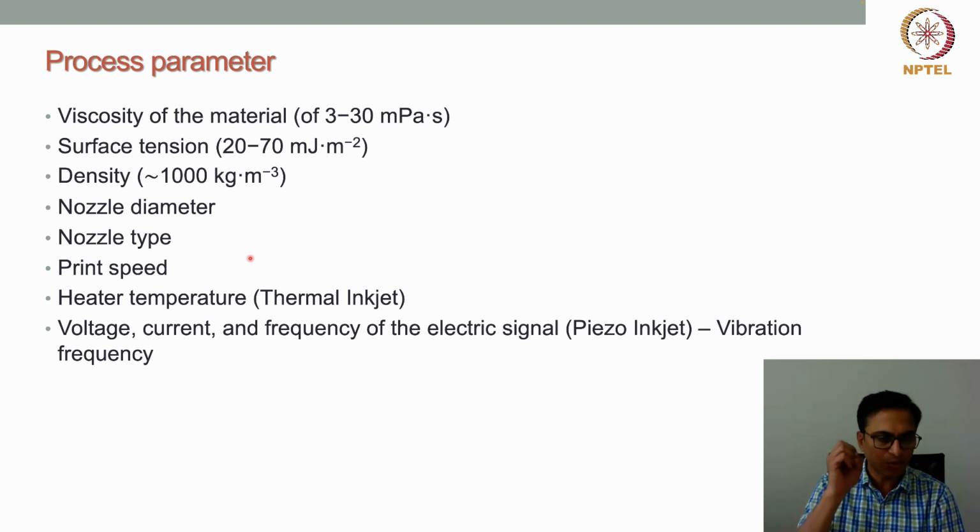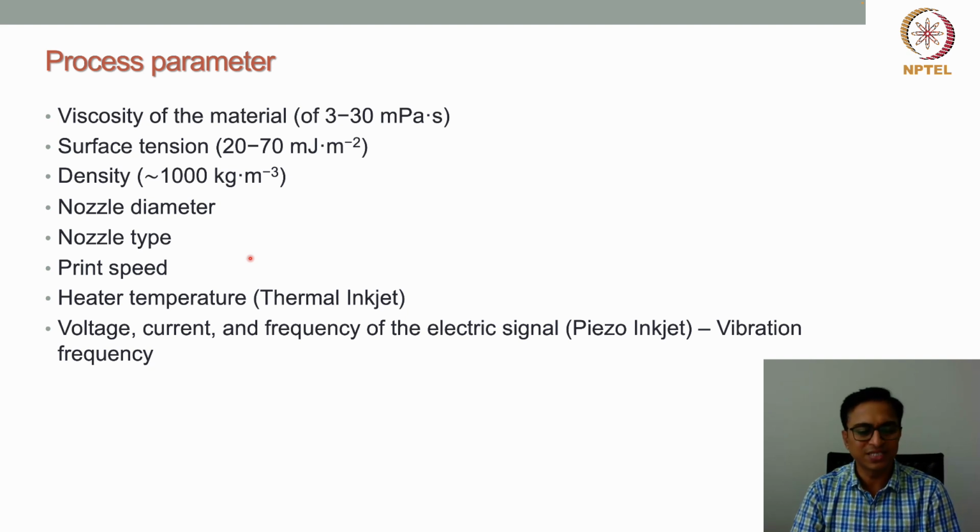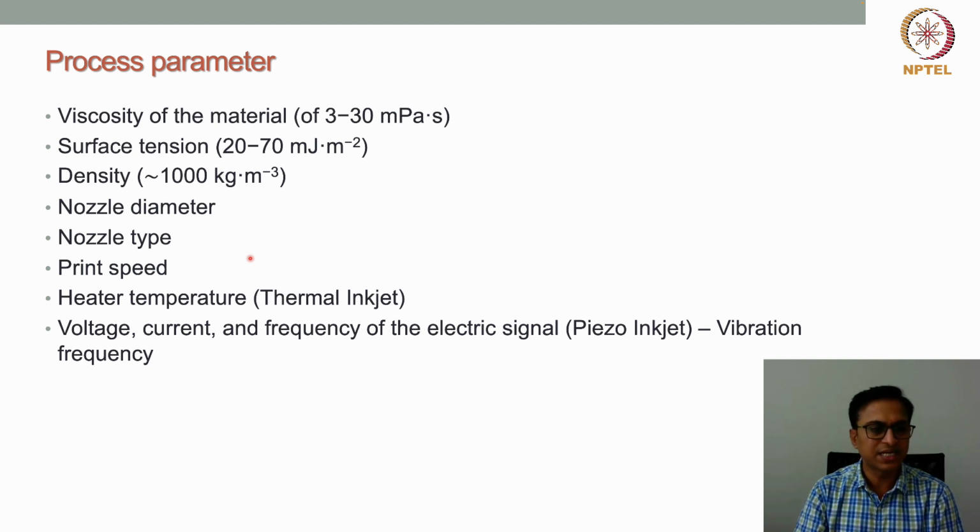That means at what speed or what rate the droplets are coming out, right? So there should always be a relation between the droplet ejection rate and your print speed. These two parameters should always be matched.